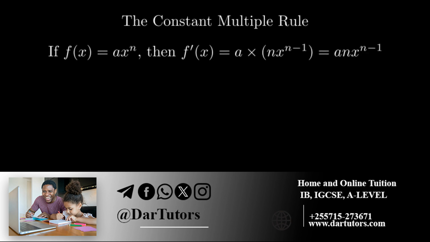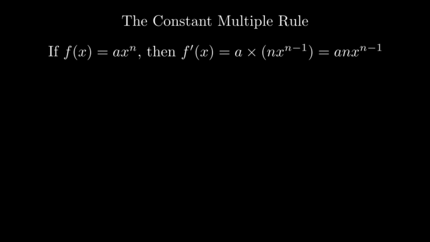For example, what about something like 2t to the power of 5? This leads to our next rule, the constant multiple rule. If a function is of the form a times x to the n, where a is a constant, its derivative is simply a times the derivative of x to the n. In other words, the constant multiplier just tags along for the ride. You differentiate the x to the n part just like we did before, and then you multiply the result by the constant a. The constant is unaffected by the differentiation itself, it just multiplies the final result.